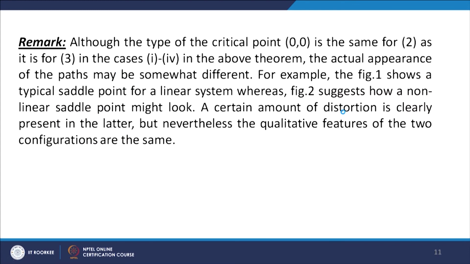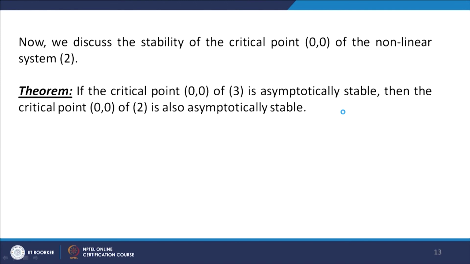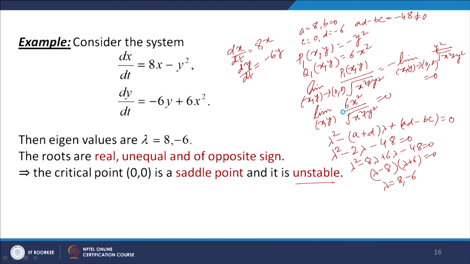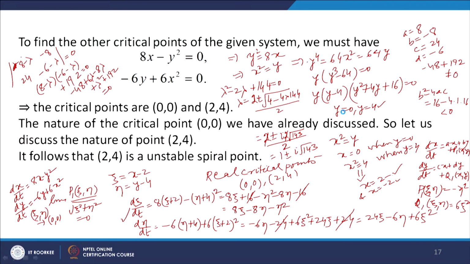Regarding stability, if lambda 1 and lambda 2 are real and positive, or they are conjugate complex with positive real parts, then not only is 0, 0 an unstable critical point of the linear system, but it is also an unstable critical point of the nonlinear system. So, 0, 0 in the xi eta plane is an unstable point. So, it is an unstable spiral point.